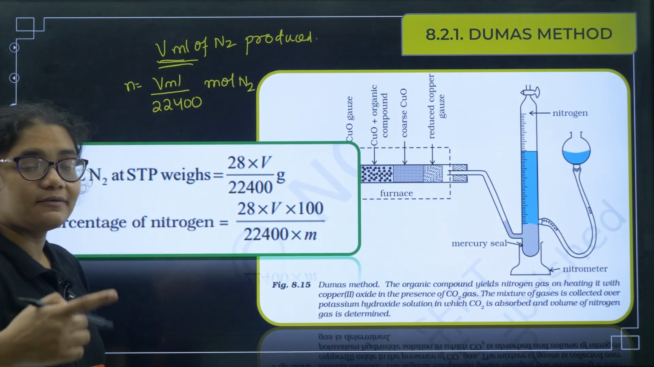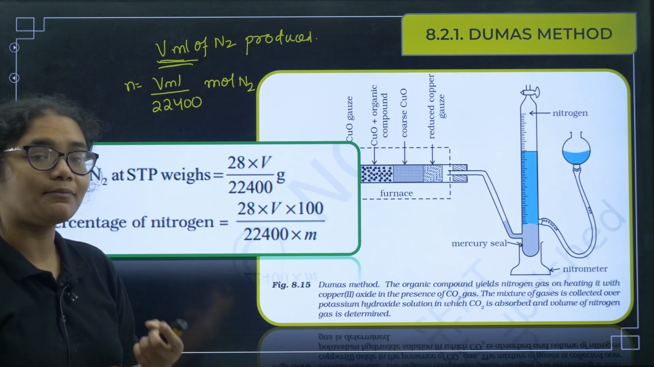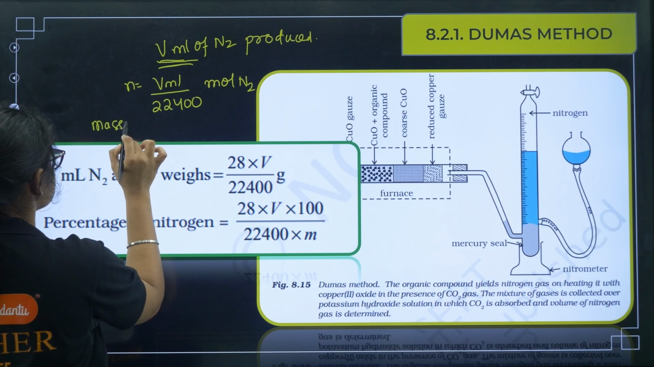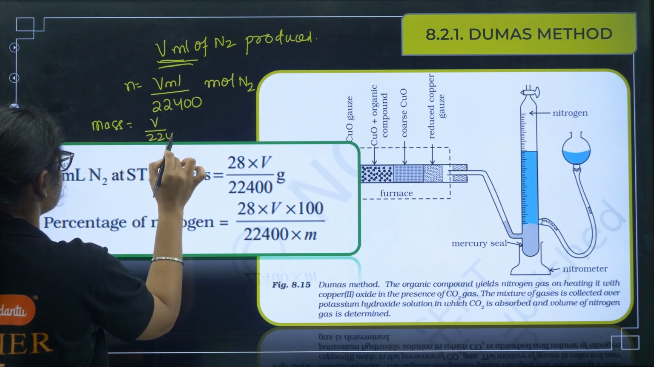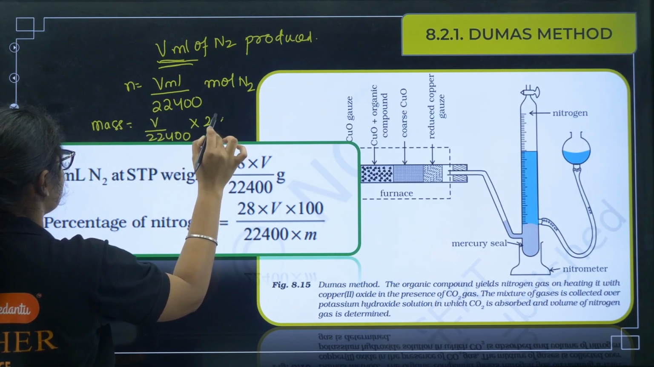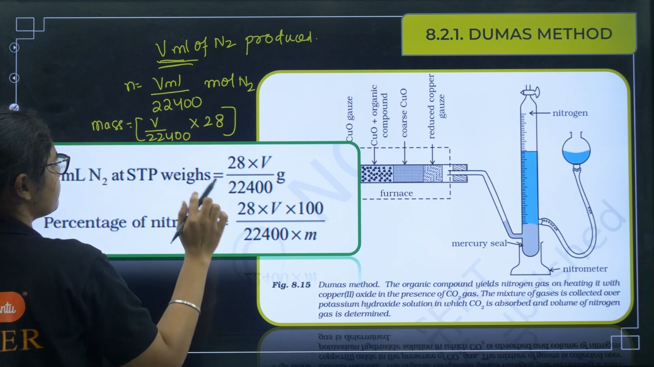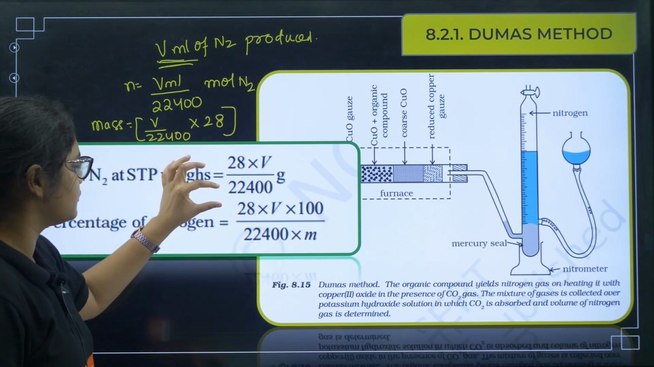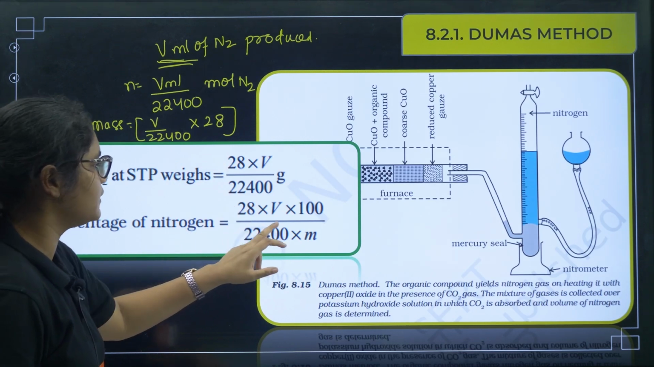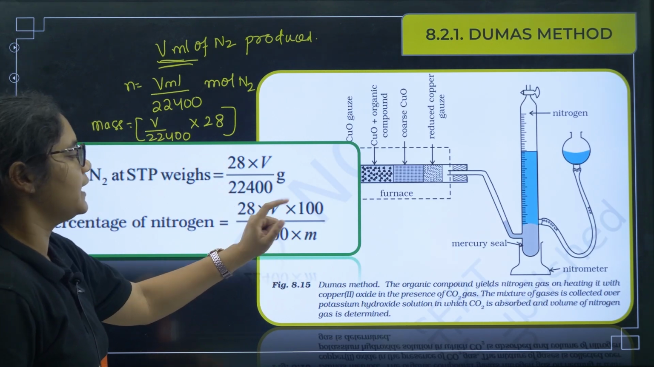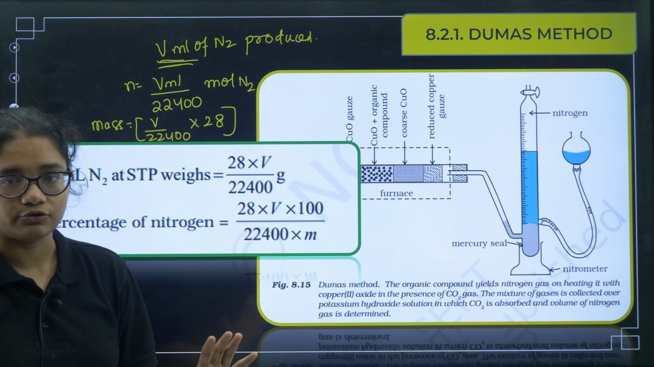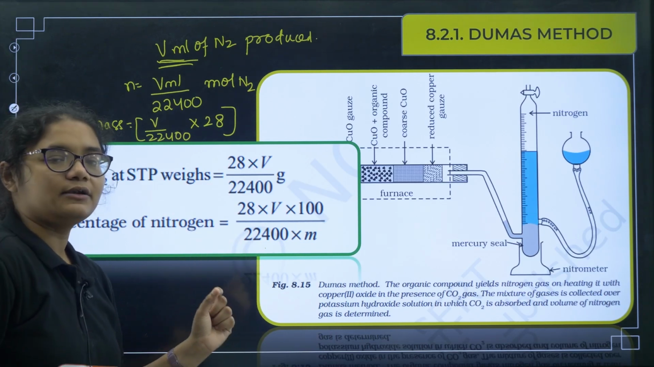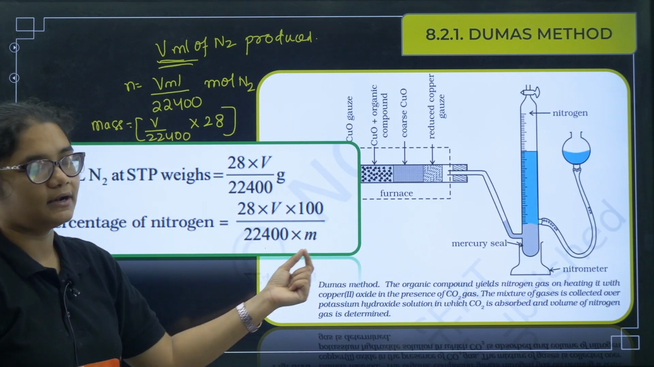Now if you want to convert it into mass, what will you do? Mass of N2 produced will be V by 22,400 into 28. This is the mass of N2 produced. Now M is the mass of the organic compound, so V by 22,400 into 28, divided by M, into 100 will give you the percentage of nitrogen. Clear? So remember: 28 into V divided by 22,400, into 100, divided by M.